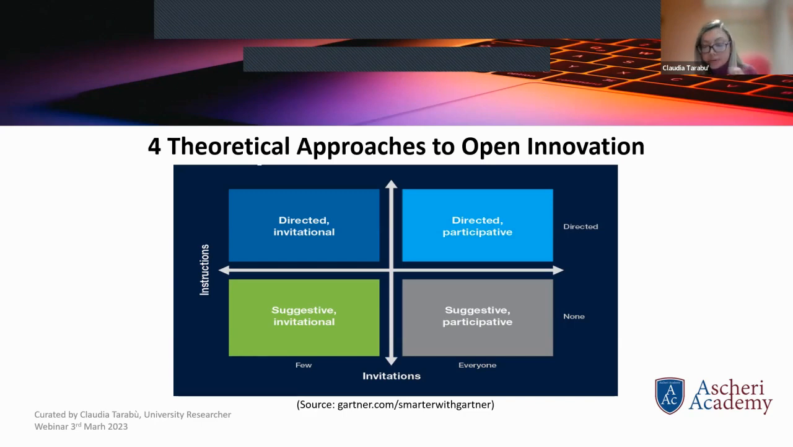In the right part of the framework, in particular in the higher part of the framework, we have the directed participative theoretical approach to open innovation. Another example that we can bring is the company Red Hat. Red Hat uses this kind of approach to develop software. They create open source communities with the exact scope of solving software bugs and software issues.